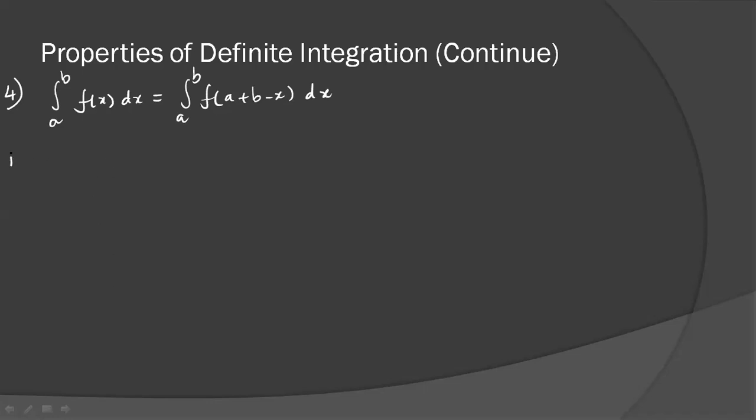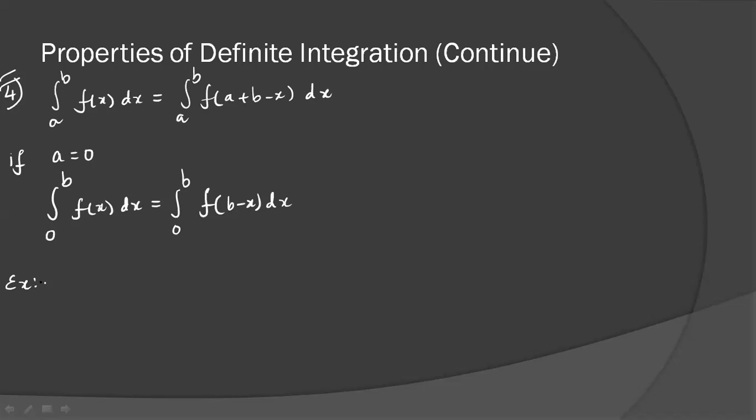And if a equal to 0, then this property is reduced as integral 0 to b f(x) dx is equal to integral 0 to b f(b minus x) dx. It is very famous when a is equal to 0, but this is a commonly used property. When integral a to b f(x) dx, it can be written as integral a to b f(a plus b minus x) dx. This is a very useful property in definite integration.